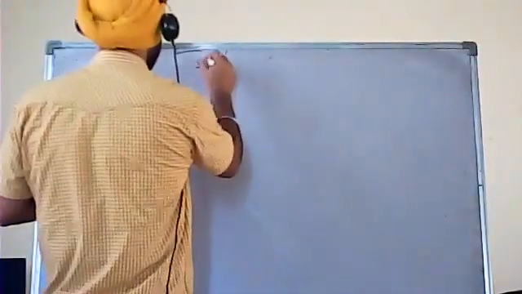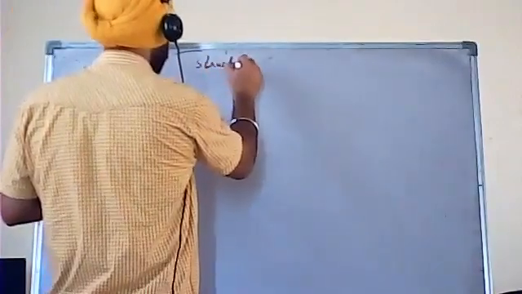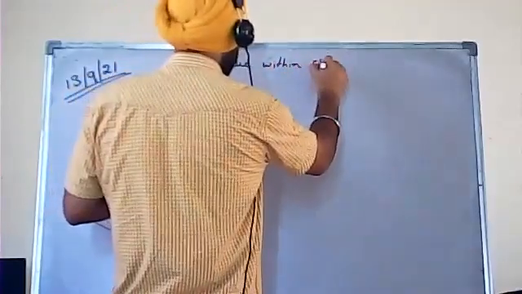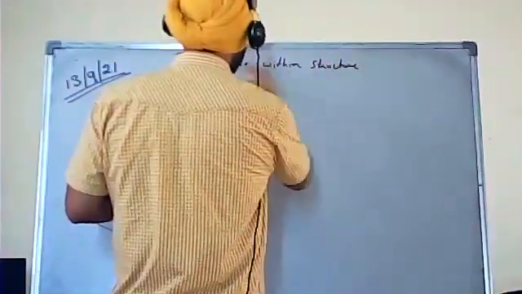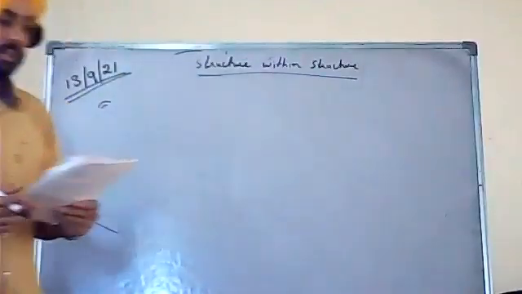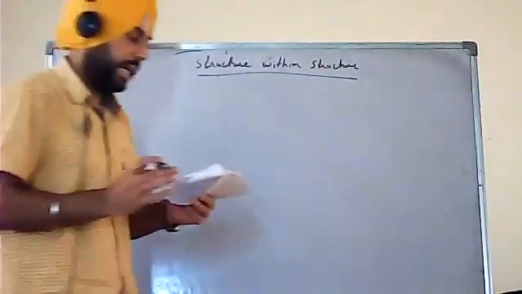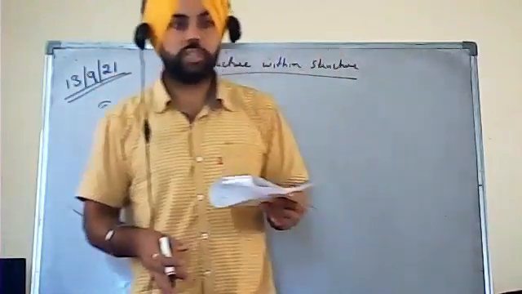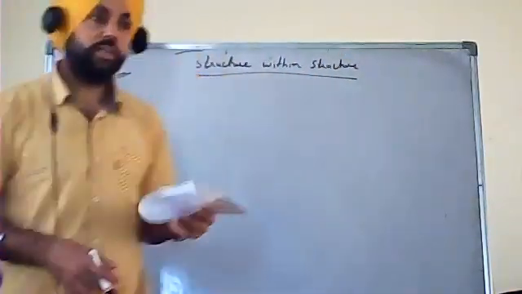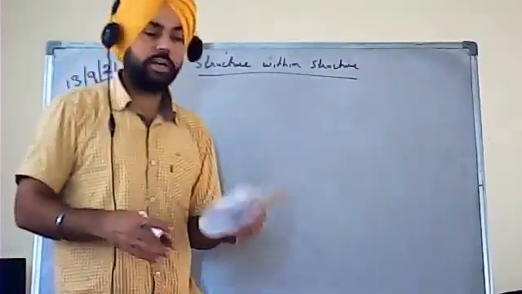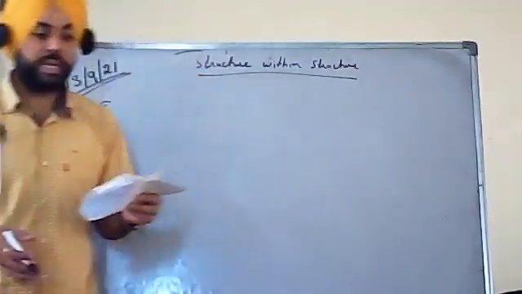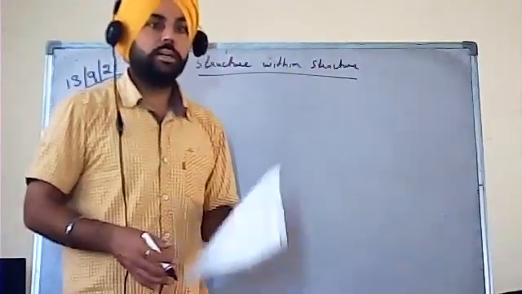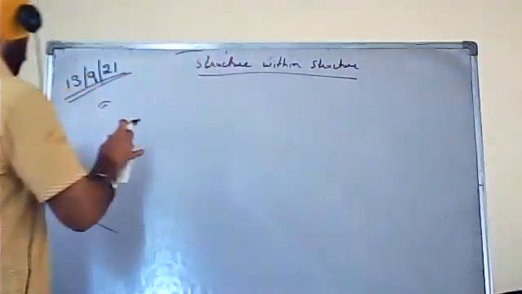So heading is structure within structure. A structure written inside another structure is called the nesting of two structures. Nested structures are allowed in the C programming language. So we can write one structure inside another structure as a member of that structure. So how can we use a structure within a structure?